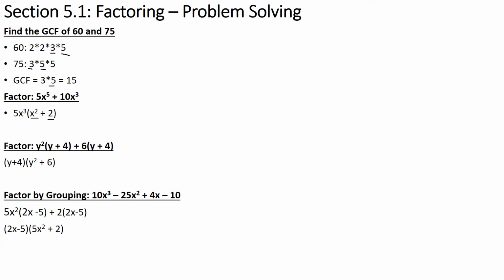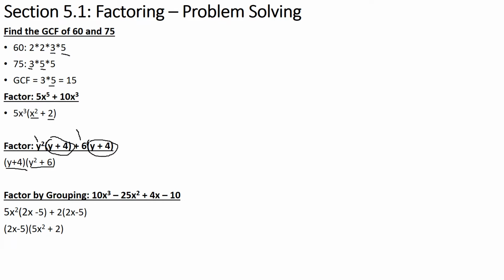Now I'm going to factor y squared times y plus 4 plus 6 times y plus 4. And I can factor out a y plus 4 because there is one here and there is one here. That goes right there. That leaves a y squared plus 6. And there's what that is. We'll see more of this later.